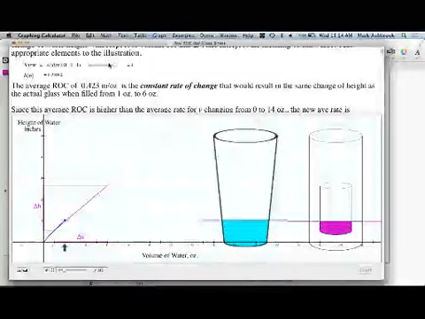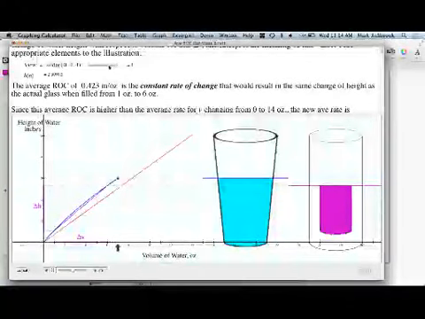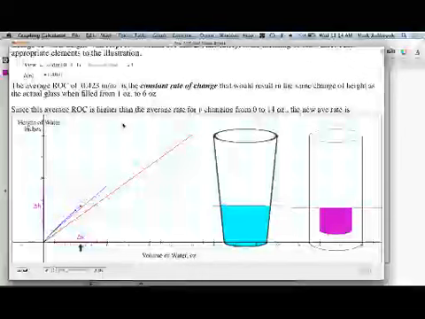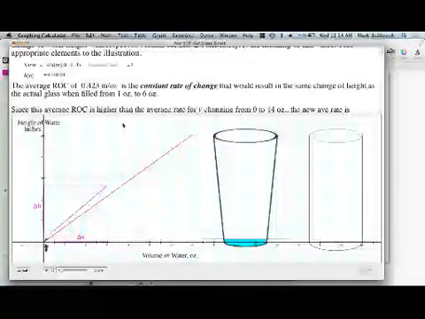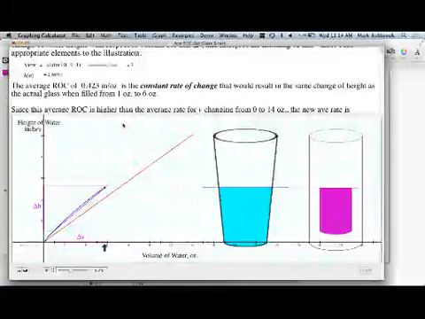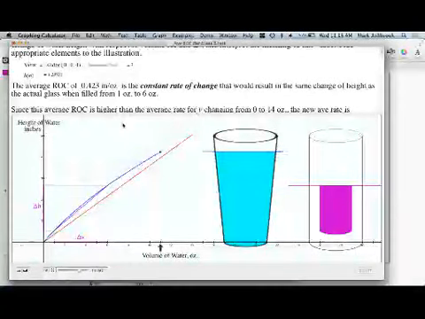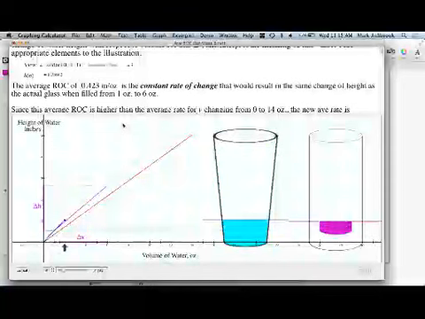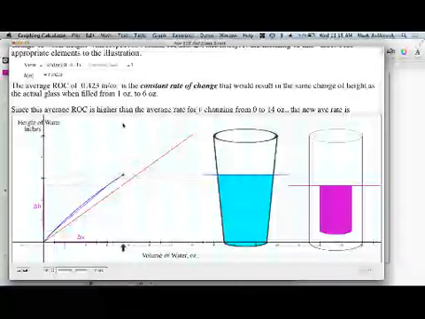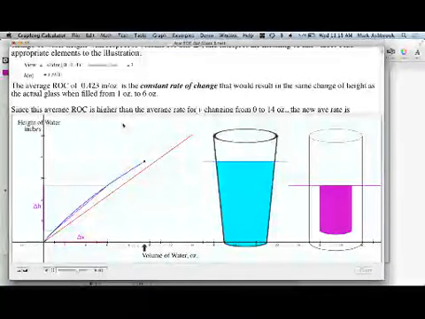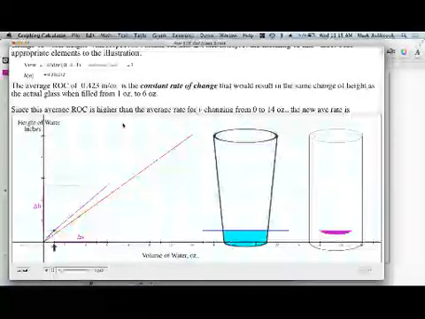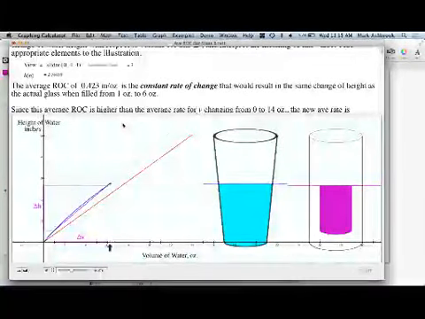Get back to this. Because the new average rate, look at the old average rate, that's the red one. And look at the new average rate, just from 1 to 6 ounces. For the same change in volume, we get more of a change in height for this part of the glass than we do for the whole glass. You see? So the same change in volume, you're getting a bigger change in height. So that means you need a narrower glass to get more height for the same change in volume.